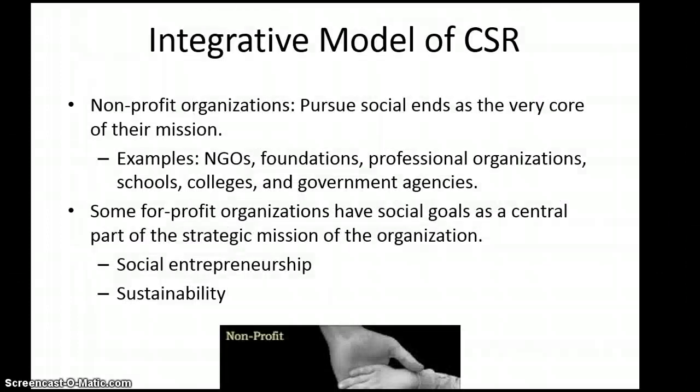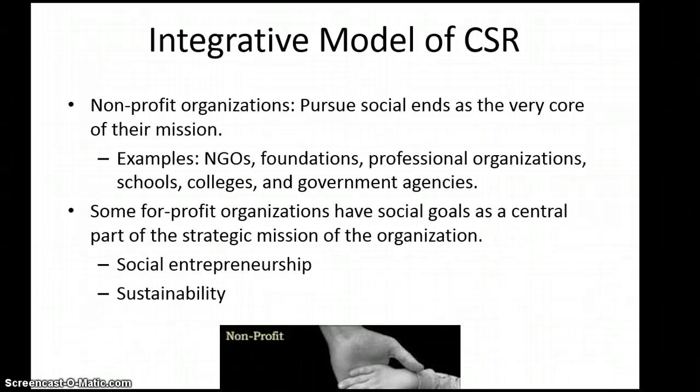Finally, your book introduces the integrative model of CSR. This could include organizations that are non-profit and pursue social ends at the very core of their mission. Examples might include a list of NGOs, foundations, professional organizations, schools, colleges, and government agencies.